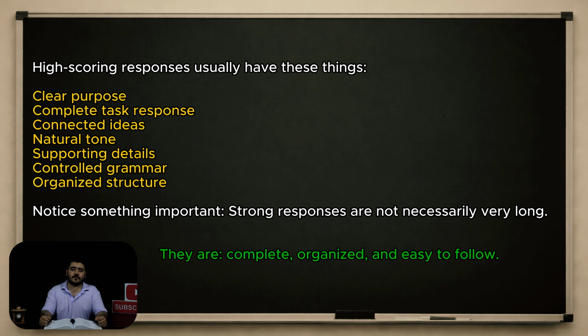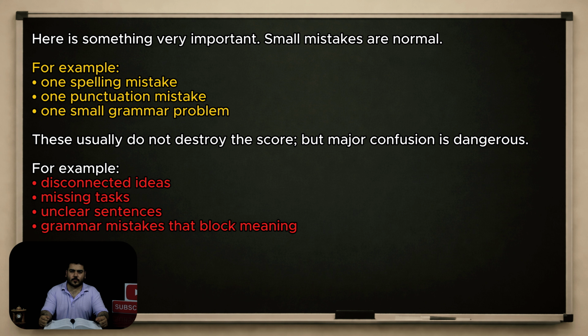High-scoring responses usually have these things: clear purpose, complete task response, connected ideas, natural tone, supporting details, controlled grammar, organized structure. Strong responses are not necessarily very long. They are complete, organized, and easy to follow. Here is something very important. Small mistakes are normal. For example, one spelling mistake, one punctuation mistake, one small grammar problem. These usually do not destroy the score, but major confusion is dangerous. For example, disconnected ideas, missing tasks, unclear sentences, grammar mistakes that block meaning.